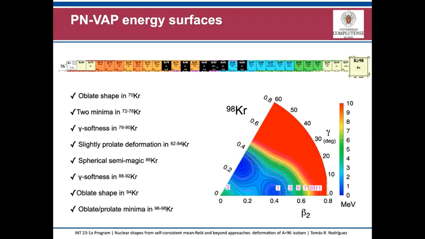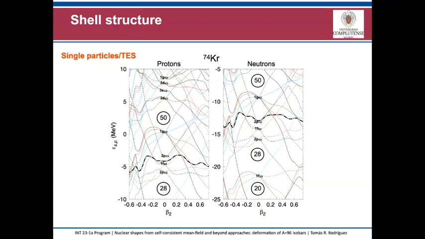From each point, we can compute this underlying shell structure. These are the energies associated with the one-body Hamiltonian, which you compute self-consistently from your wave functions. Once you have the wave functions and the two-body Hamiltonian or the energy density functional, you can compute this single particle structure as a function of beta 2, prolate and oblate. And here is the Fermi level for protons and the Fermi level for neutrons.